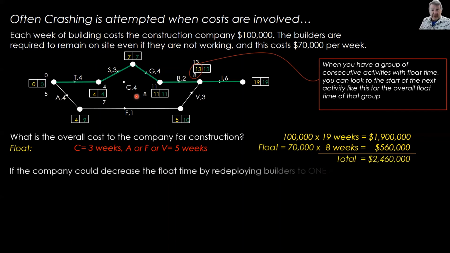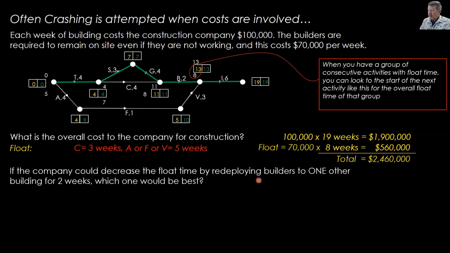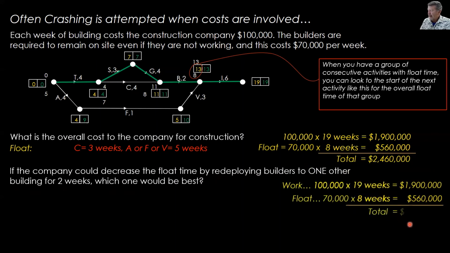So is the company, obviously. If the company could decrease the float time by redeploying builders to one other building for 2 weeks, which would be best? Okay, let's just bring these down. We'll keep a running total here. So at the moment, we're at $2,460,000.